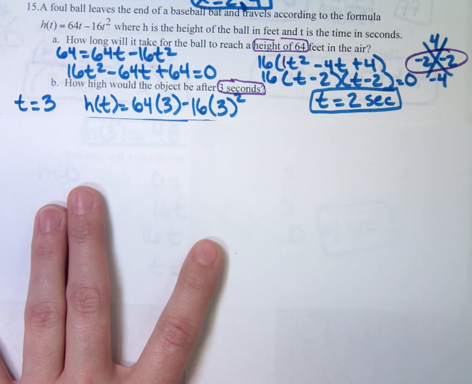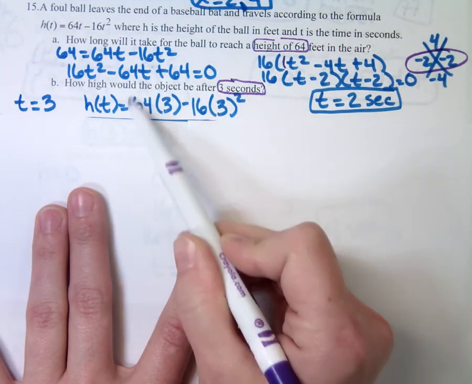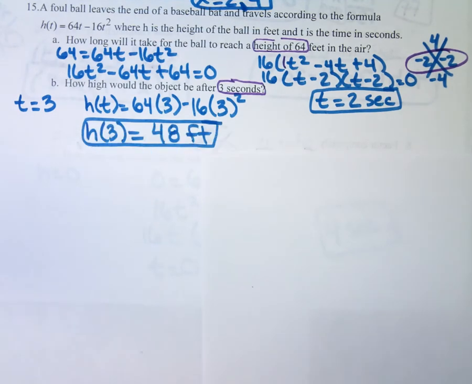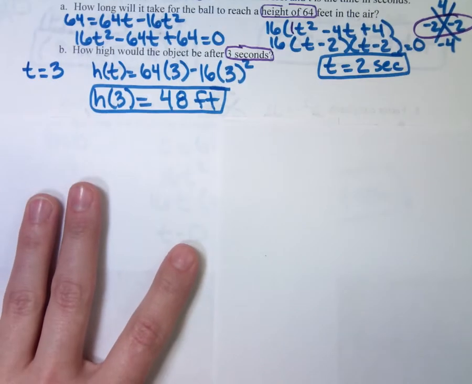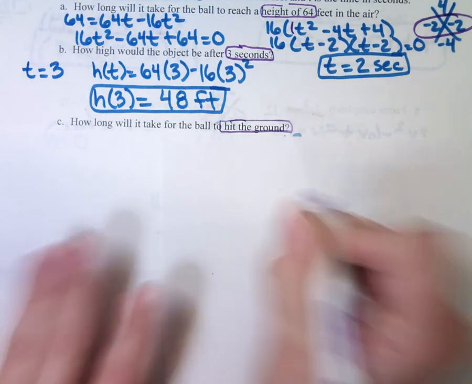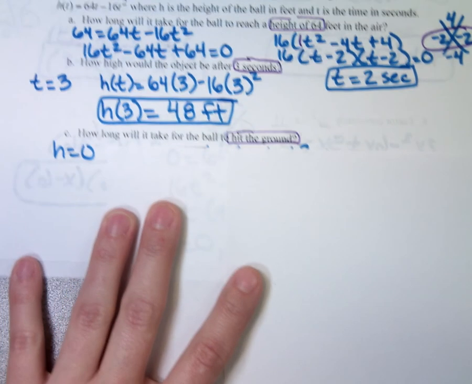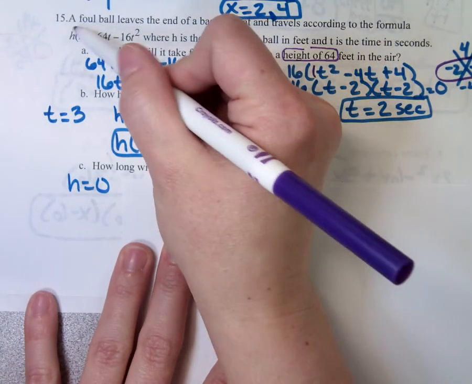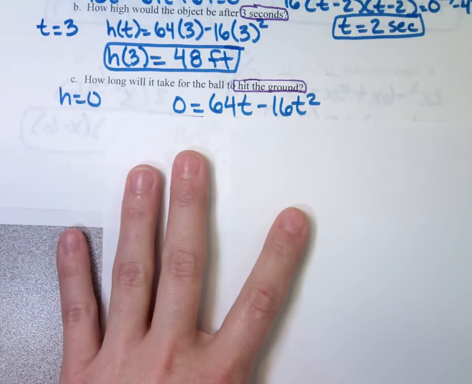Then I can work that out with order of operations, or I can just put all of this right here in my calculator. Either way, I will get 48 feet. That is the height after 3 seconds. Next: how long is it going to take for the ball to hit the ground? If the ball hits the ground, the height of the ball is 0. So if the height is 0, I'm going to put 0 right here into the h, which is what I did.